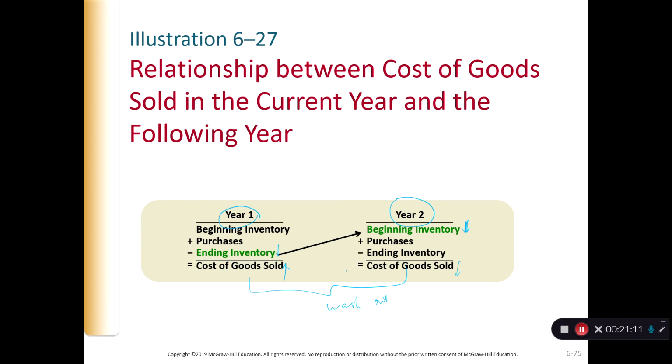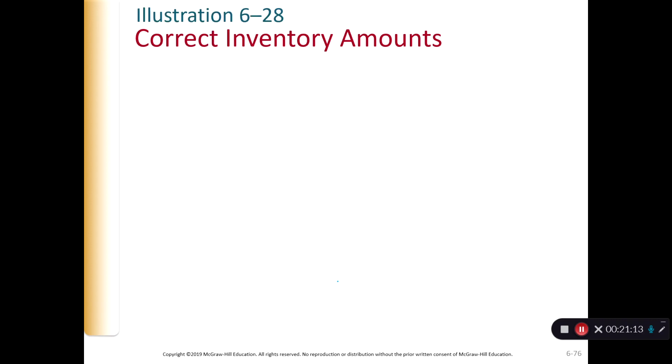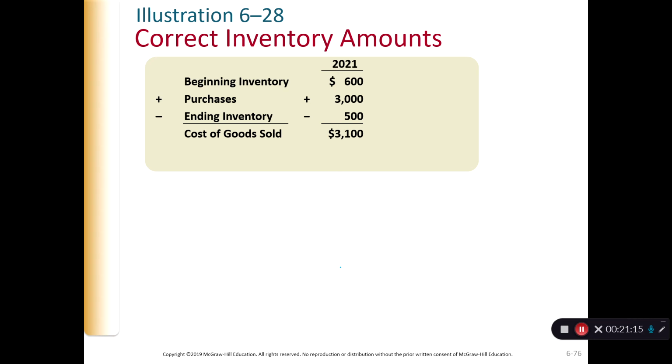Let's use more exact numbers to show you. So this is the correct inventory account. Basically, the ending inventory should be 500 and the cost of goods sold should be 3100, right? And then the correct 500 carries to year 2 as beginning inventory, and therefore the cost of goods sold of the next year should be 3700. Both of these years' cost of goods sold added up should be 6800.